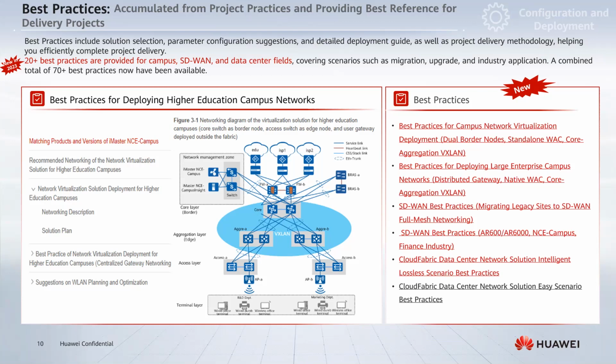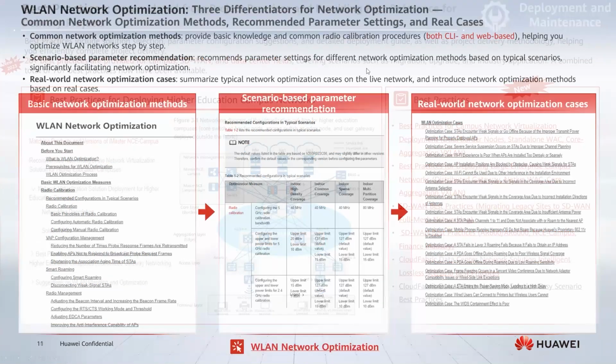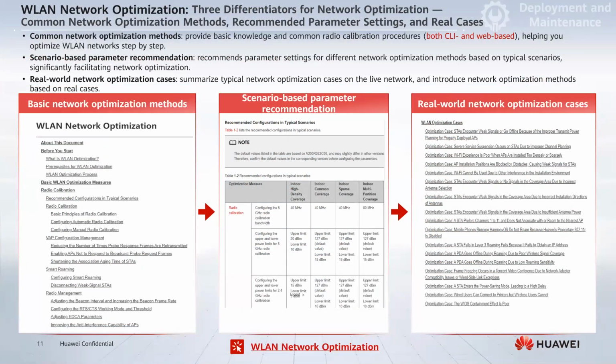And currently, a total of more than 50 best practices can be downloaded and read online, which is free, by the way. They include the major scenarios of multiple solutions, such as Cloud Fabric solution for the data center network, SD-WAN, Wi-Fi 7, etc. Okay, so now we come to the next part.